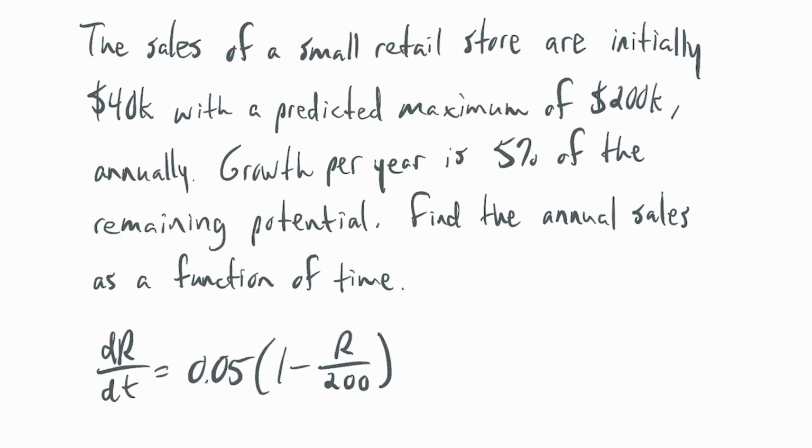If my initial year I'm at 40,000, well, if R is 40, it's 40 over 200. That's 1 out of 5, right? So I'd have 0.8, and 5% of 0.8 in thousands would be however much the growth rate for that year would be, right? You just plug in that number of your current sales. That'll give you the growth rate for the next year, basically. Instead of making a table in Excel or something, we're going to solve the differential equation.